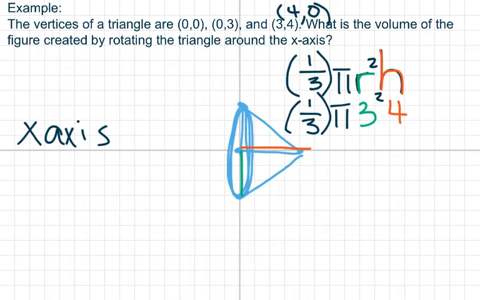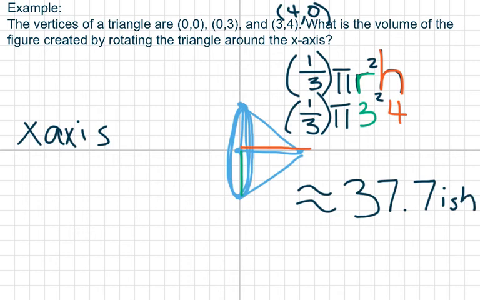I think the hardest part is visualizing it rotating, and for some people that's easy, for some people it's not, so I'll try to find some other videos that maybe help some of you out. So go ahead and put that in your calculator, make sure you're using the pi button, make sure you're putting parentheses around 1/3. So I got approximately, let's say 37.7. Remember, this is ish, because we are rounding.